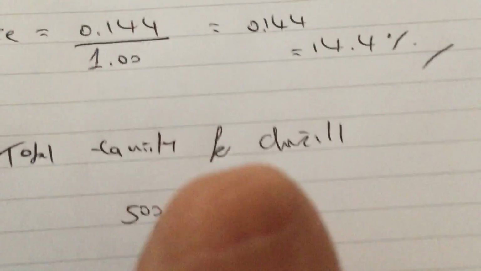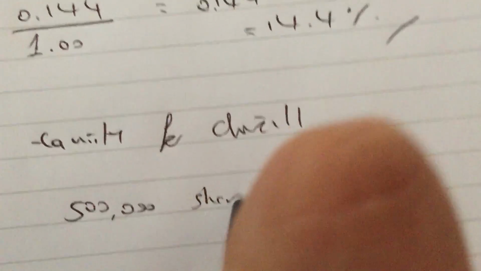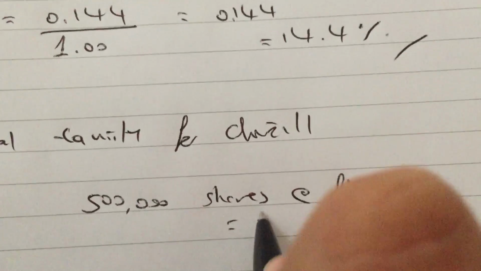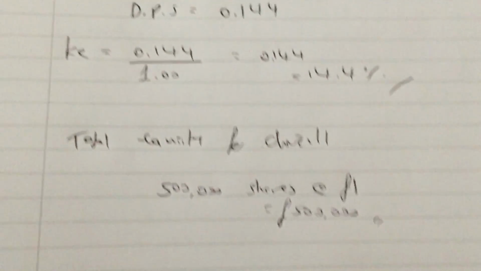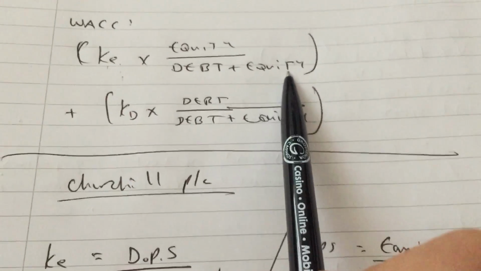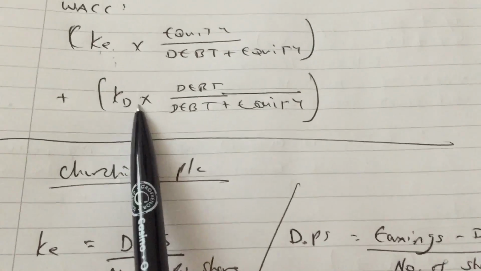So we have 500,000 shares at £1 per share. So that equals 500,000, and that's our total equity. So now we have our cost of equity and we have our total equity. Then debt plus equity we leave until the end, and let's look at Churchill's cost of their debt and their total debt.